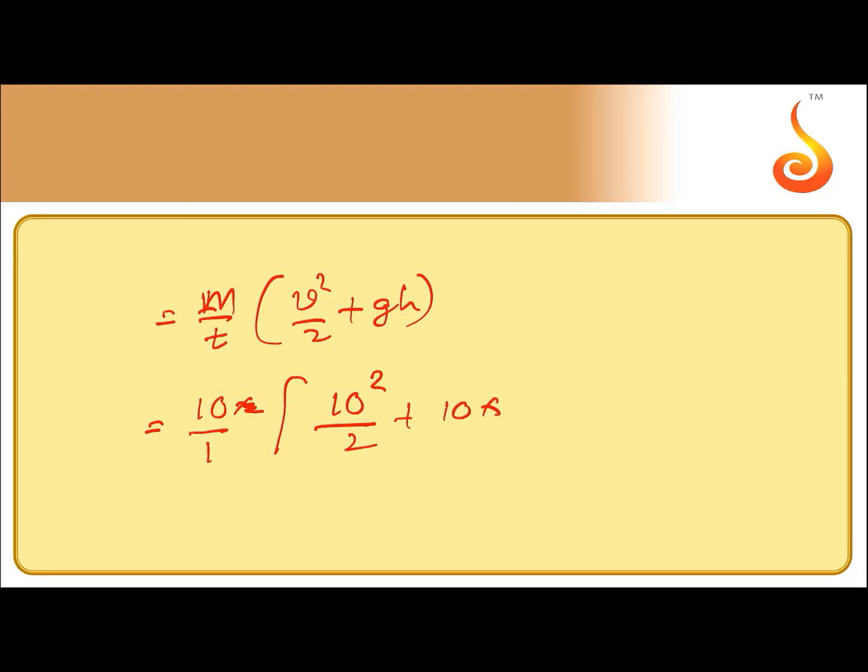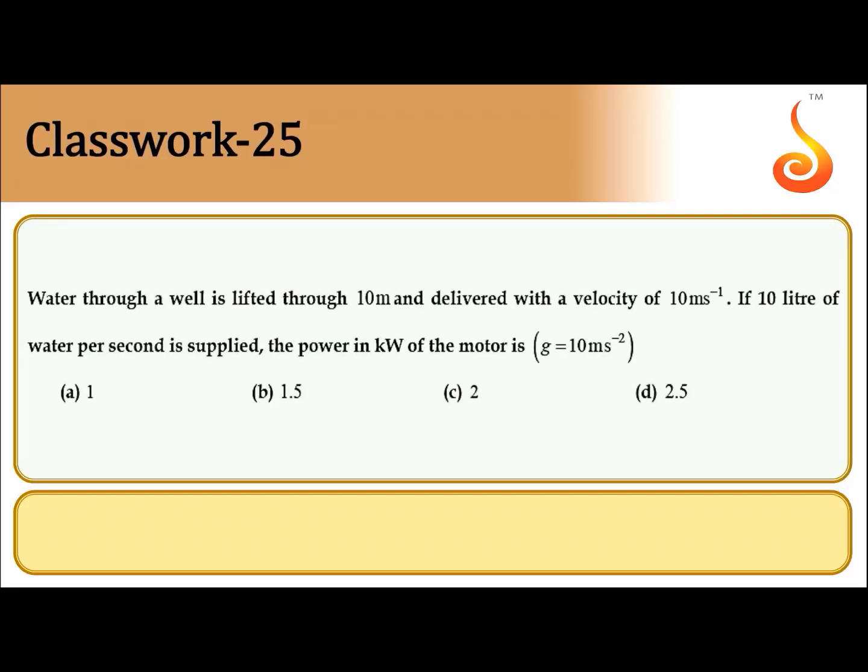What is h? Lifted through 10 meter. So, if I simplify this, 50 plus 100, 150, into 10, that is 1500 watt. So, 1500 watt is the power. So, the power required is 1500 watt, which actually corresponds to 1.5 kilowatt. So, 1.5 kilowatt is the answer for this one. B is our correct choice.